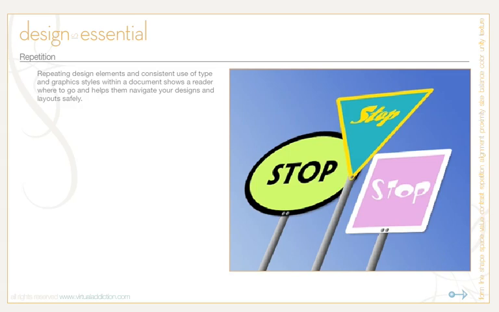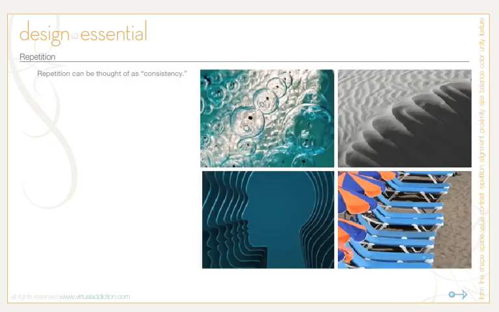What if stop signs came in pink squares, lime green ovals, or turquoise triangles, depending on the changing whims of a town and a few of their residents? Imagine the ensuing traffic jams and accidents. Repeating design elements and a consistent use of type and graphics within a document shows a reader where to go and helps them to navigate your design layouts safely.